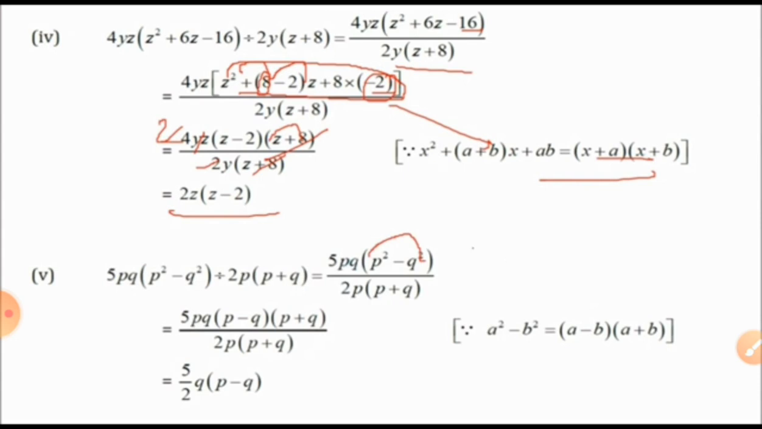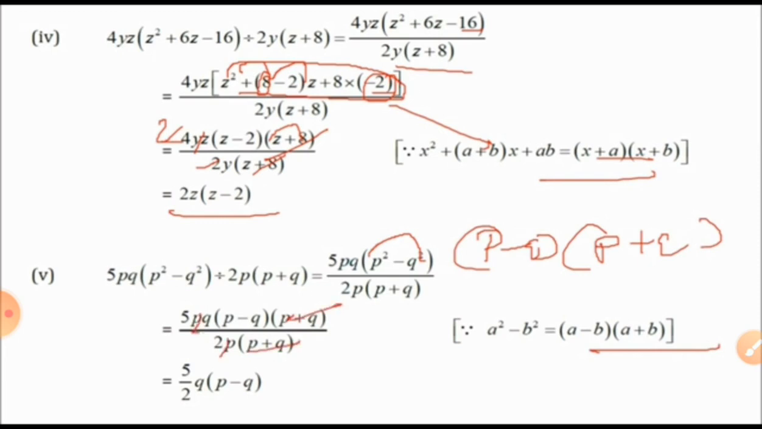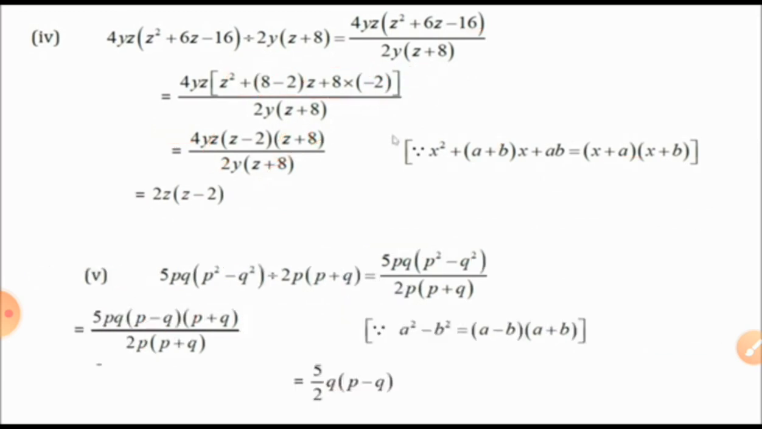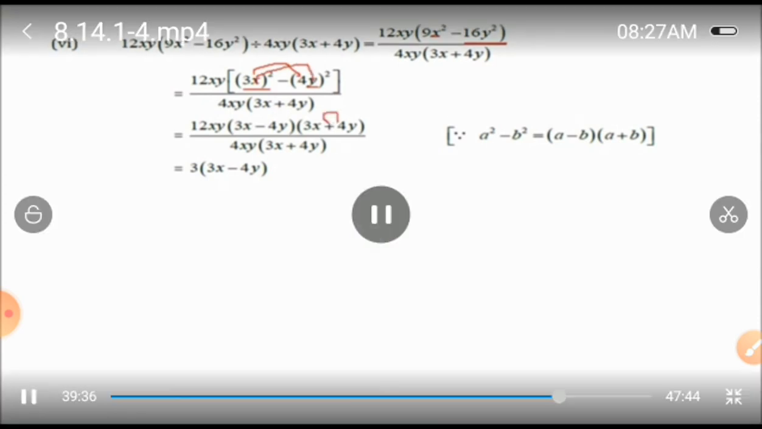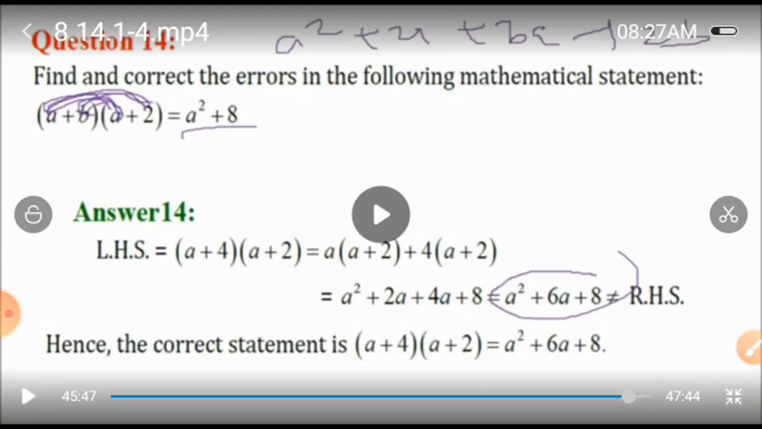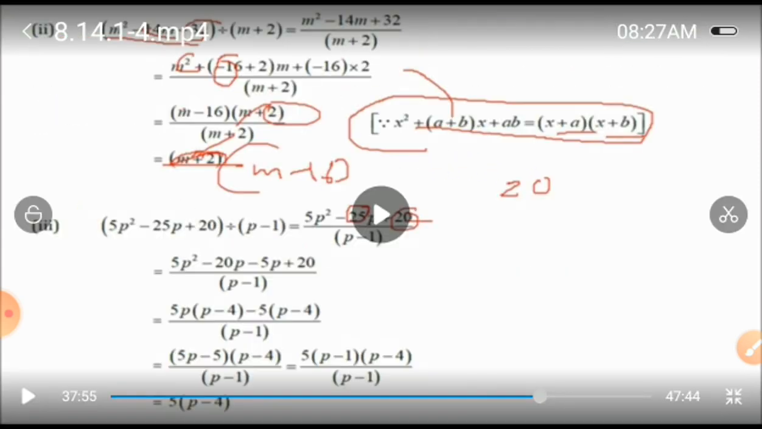Fifth one, 5p cube, p square minus q square divided by 2p, p plus q. Out of this one you know p square minus q square is p minus q, p plus q, one cut it. Sixth one, 12xy, 9x square minus 16y square. Oh my dear student, here you should use perfectly this phenomena. Is it? Yes, this phenomena you should use. Why?